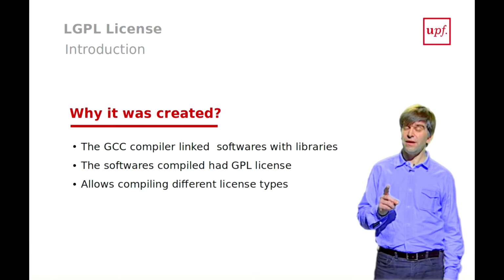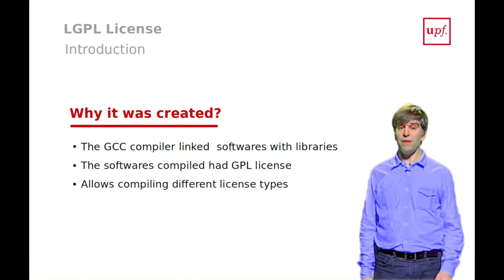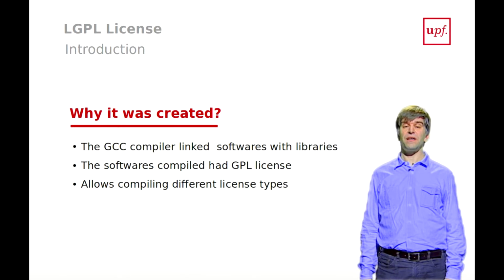So in this way, a new version of the GPL license was created, which in its first version, launched in 1991, was called Library General Public License. In the second one, published in 1999, the name was changed to Lesser General Public License, while the last one was in 2007.